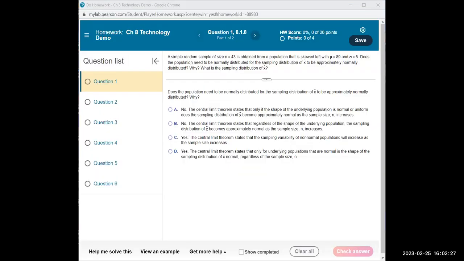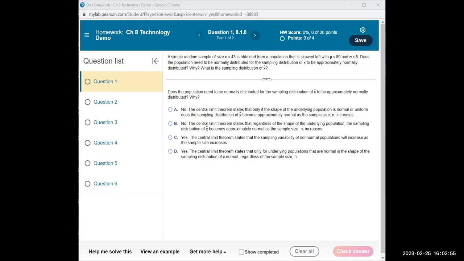Chapter 8, demo question number 1. A simple random sample of size 43 is obtained from a population that's skewed left with the mean of 89 and the standard deviation of 5. Does the population need to be normally distributed for the sampling distribution of X bar, with the means, to be approximately normally distributed? Why? What is the sampling distribution of X bar?